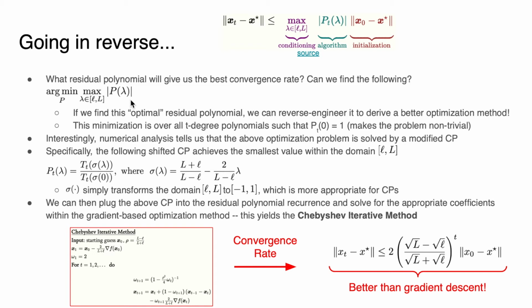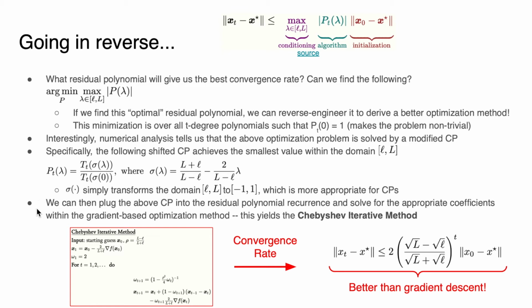The best possible polynomial is given by a shifted Chebyshev polynomial. And more specifically, it's given by the Chebyshev polynomial shown here, which is a quotient of 2 degree t Chebyshev polynomials. And here, the sigma function is basically just a transform function that shifts us from the domain of little l to big L, which makes sense for the optimization problem we're trying to solve, to a domain of -1 to 1, which makes sense for Chebyshev polynomials because this is the most common domain in which we study Chebyshev polynomials. And from numerical analysis, we know that this shifted Chebyshev polynomial solves this minimization problem here.